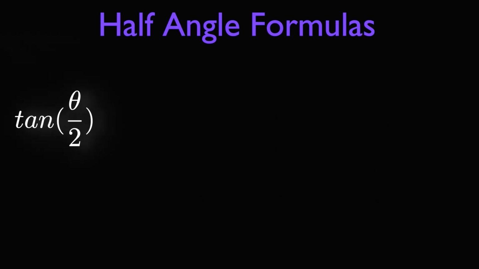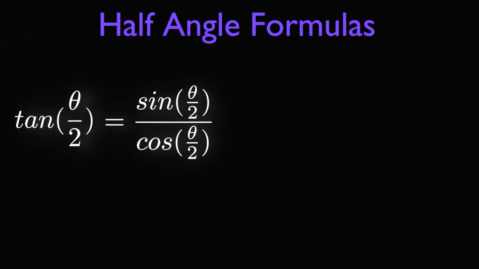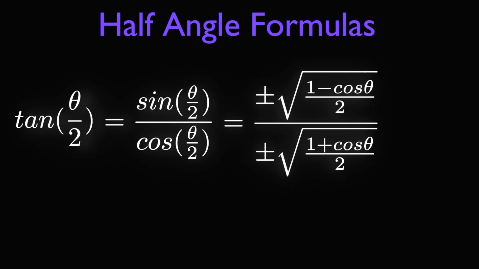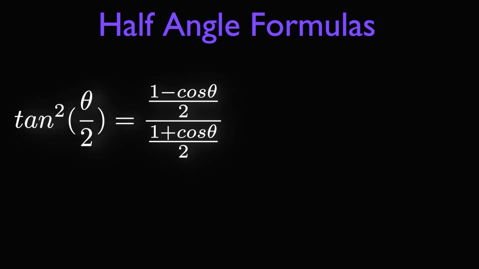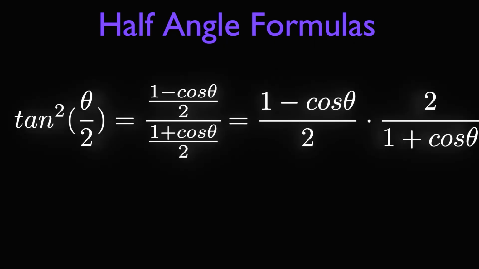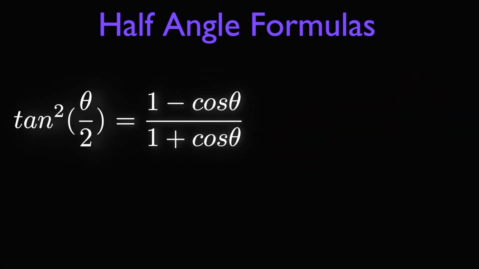We can now get the half angle formula for tangent using the definition, so tan theta half is equal to sine theta half divided by cosine theta half. Now let's expand this out. This turns it into plus minus square root of 1 minus cosine theta all over 2, all over 1 plus cosine theta all over 2. Then we can square both sides and multiply this fraction by its reciprocal. Then we cancel out the 2's and get 1 minus cosine theta divided by 1 plus cosine theta.